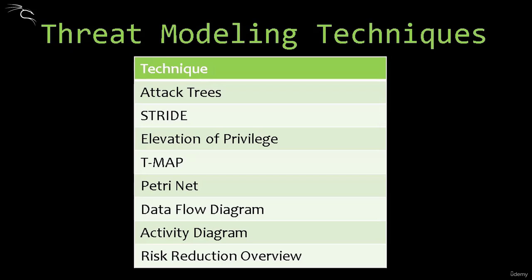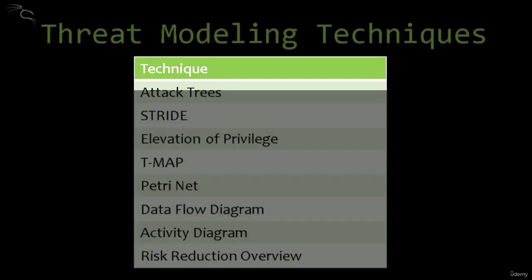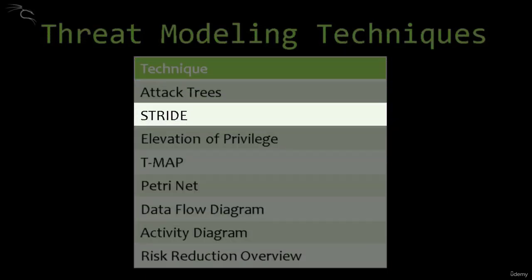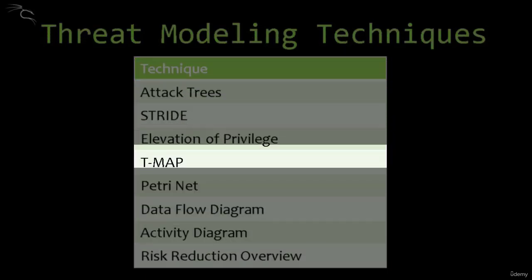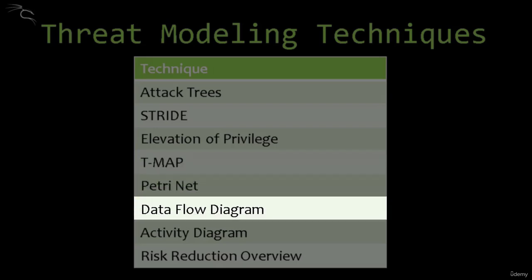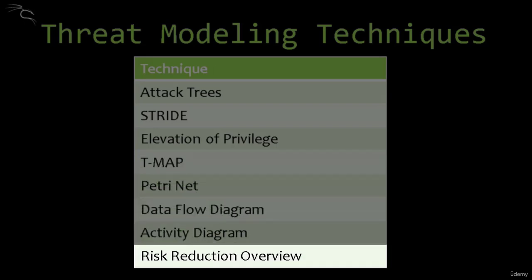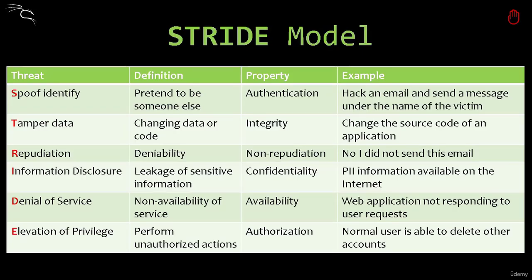Different methods and techniques are used by pen testers, practitioners, and analysts to understand the variety of information security risks. Some of those structured threat modeling techniques are attack trees, the STRIDE method, elevation of privilege, TMAP, Petri nets, data flow diagrams, activity diagrams, and risk reduction overview. One of the most famous models is the STRIDE model.